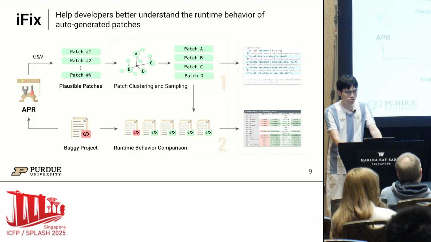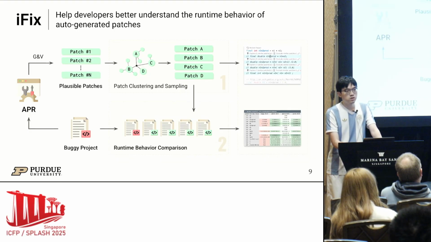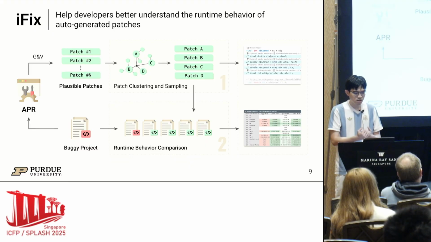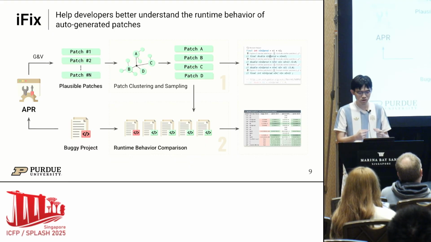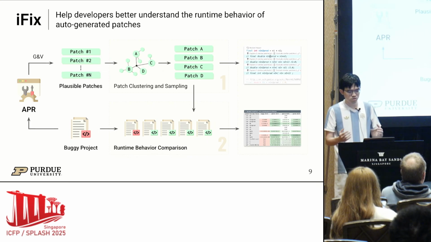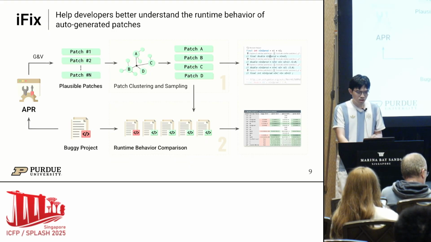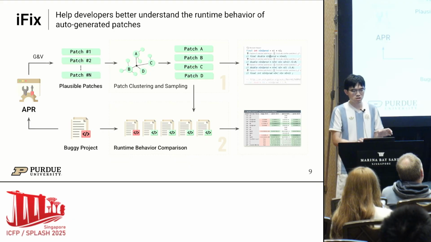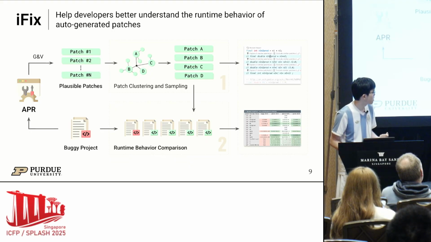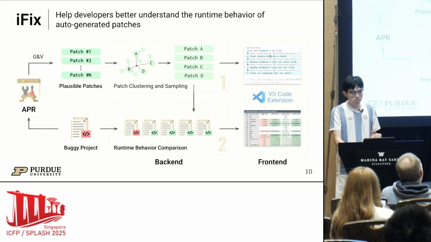Our main contribution is called runtime behavior comparison. It runs the failing test with each candidate patch applied and records the runtime values of related functions. It then aligns these results into tables to compare behaviors across patches. Unlike prior work that compares only two patches at a time side by side, it supports a comprehensive comparison among multiple patches. We have implemented iFix as a VS Code extension. In the next few slides, I will introduce the two core techniques behind iFix.